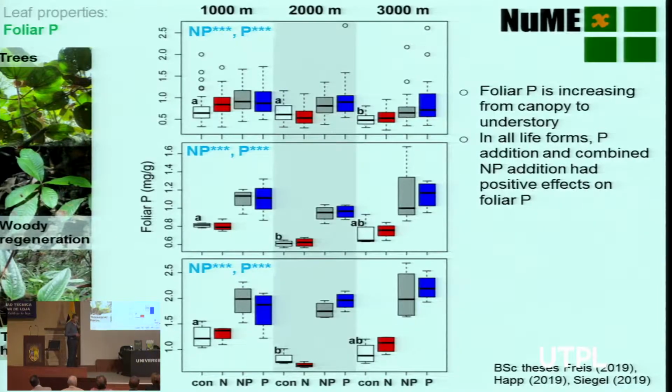If we look at phosphorus, it's relatively similar. So again, we get a significant effect of the added nutrient. Where we add phosphorus, we find it then later in the leaves. But that is specifically strong, the effect in the woody regeneration and also in the terrestrial herbs. So the values in phosphorus are really high. And here the nutrient concentrations are higher again in the understory compared to the canopy.